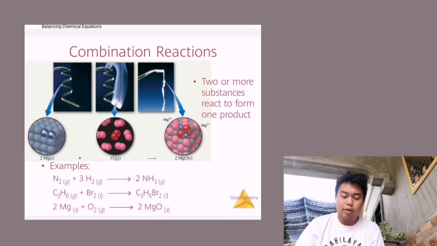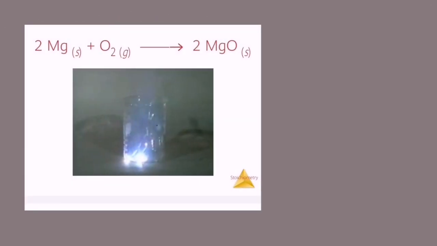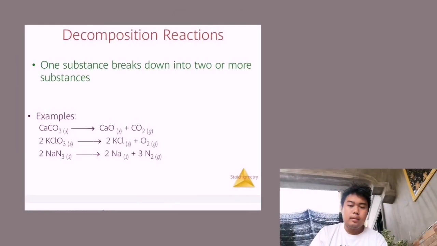Reaction type. Combination reaction: two or more substances react to form a product. Example: nitrogen plus hydrogen equals ammonia, and calcium plus bromine equals calcium bromide. 2 magnesium plus oxygen equals 2 magnesium oxide.